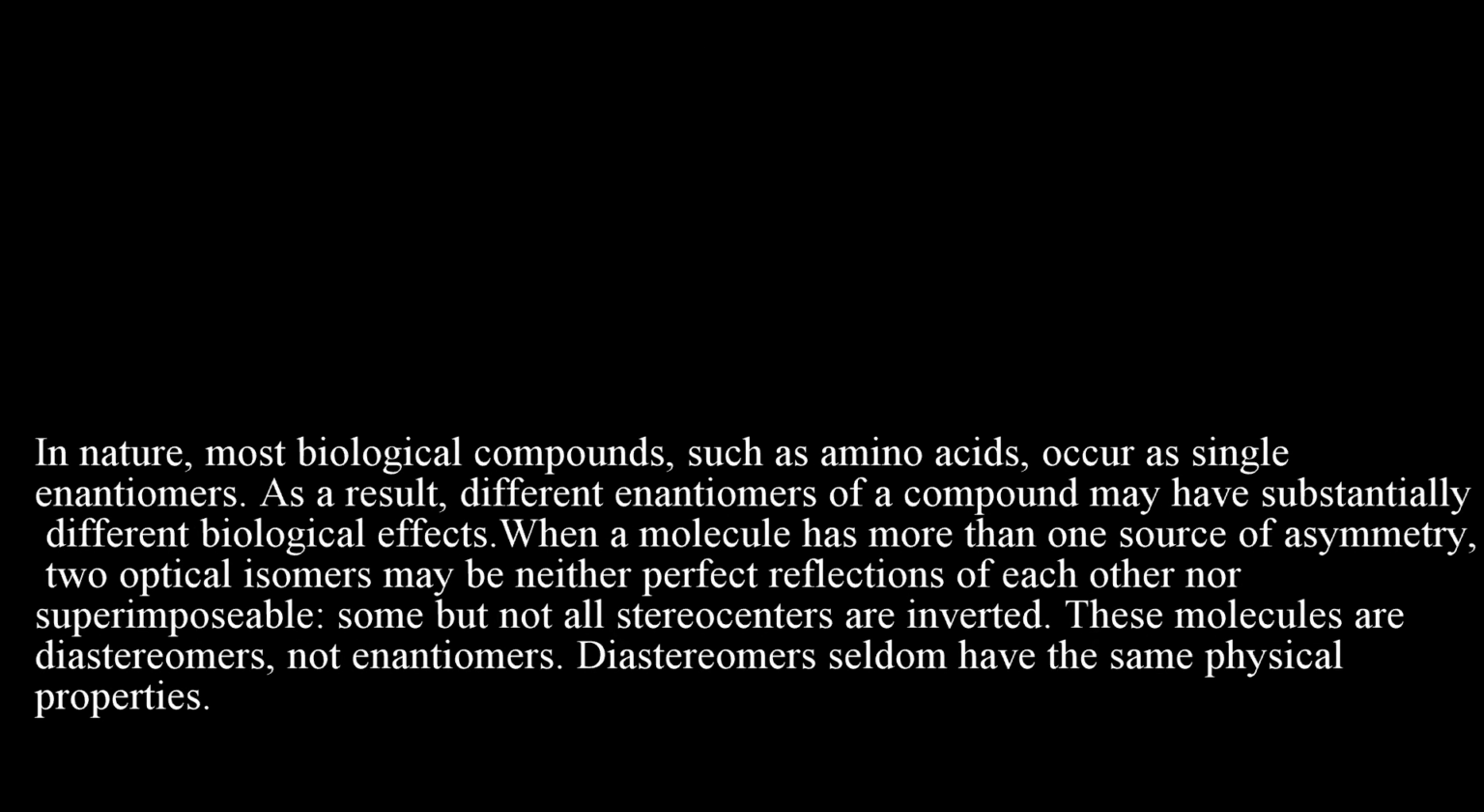In nature, most biological compounds such as amino acids occur as a single enantiomer. As a result, different enantiomers of a compound may have substantially different biological effects. When a molecule has more than one source of asymmetry, two optical isomers may be neither perfect reflections of each other nor simply superimposable. Some but not all stereocenters are inverted. These molecules are diastereomers, not enantiomers. Diastereomers seldom have the same physical properties.